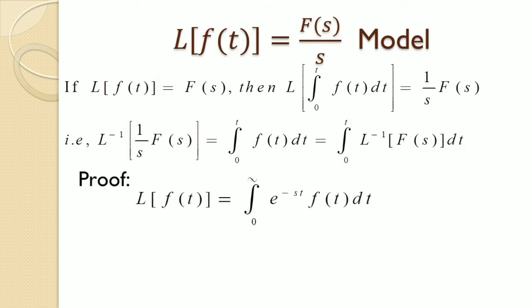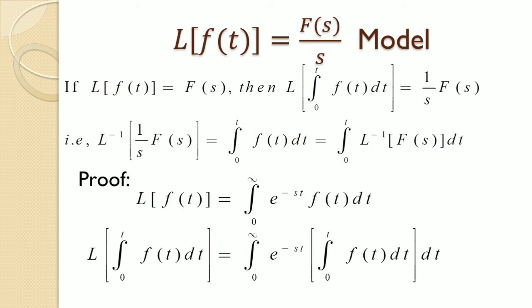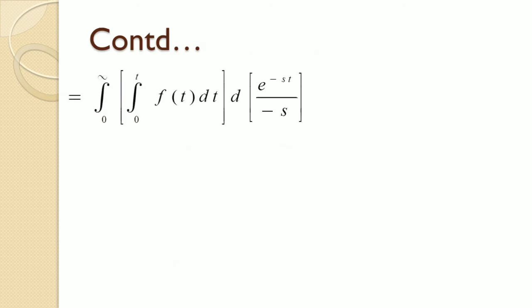We'll see the proof. We know that L of f of t is equal to integral 0 to infinity e power minus st f of t into dt. Now in the place of f of t, we are going to substitute integral 0 to t f of t into dt. Now by using the integration by parts method, integral u dv is equal to uv minus integral v du, we are going to solve this integration.